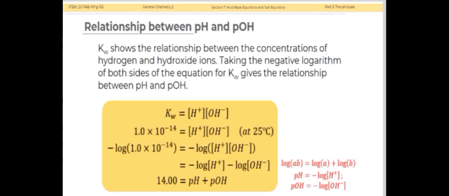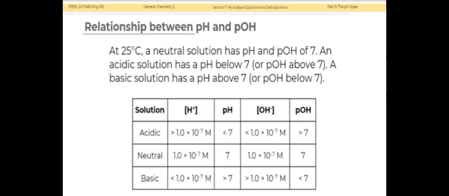The ion product constant, K, shows the relationship between the concentrations of hydrogen and hydroxide ions. Taking the negative logarithm of both sides of the equation for K gives the relationship between pH and pOH. The equation suggests that at the given temperature, the sum of the pH and pOH of a solution is constant. At 25 degrees Celsius, the sum of the pH and pOH of a solution is equal to 14.